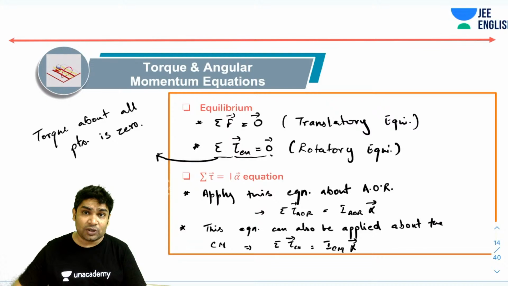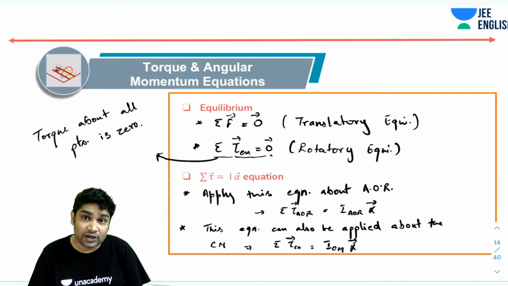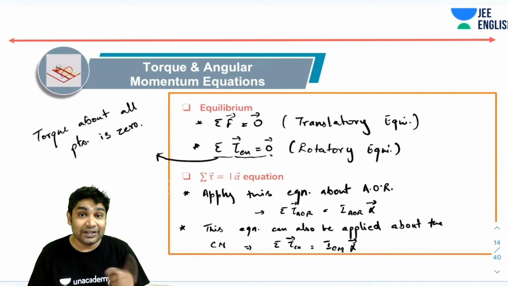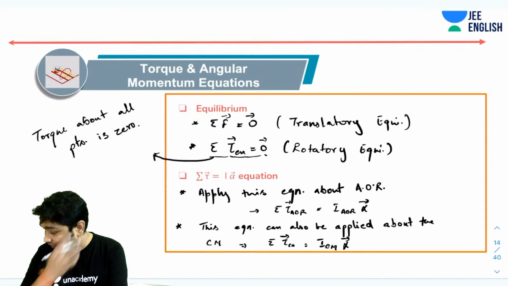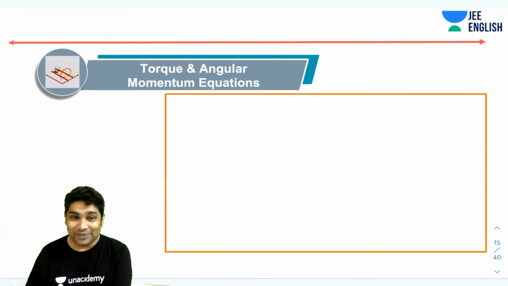So the simplest approach is either apply it about the axis of rotation or apply it about the CM. Then you don't have to worry about the pseudo torques. Why is it so? So let's consider that also. Yeah, I think I have left another page for this.